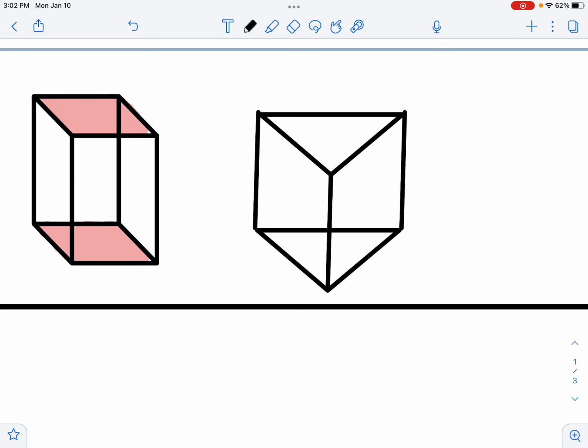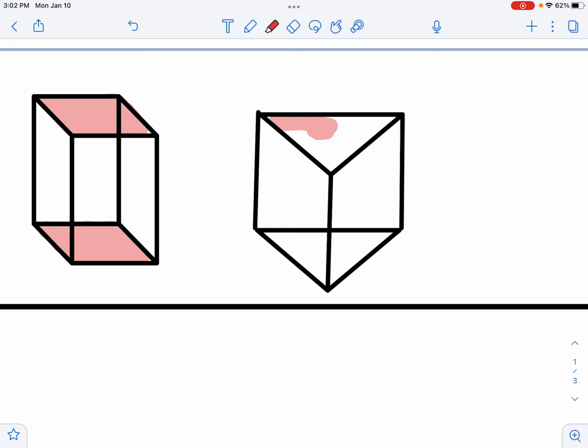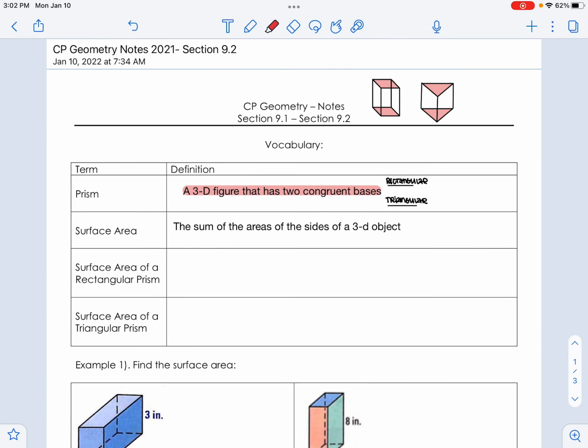So it's really important to note here that for the triangular prism, the triangles are always going to be your base. So this triangle right here is going to be a base, and then the triangle right below it, and those are congruent triangles because we simply copied and pasted it. We didn't change the dimensions of it at all. So those are our two bases. So we have a rectangular prism, and we have a triangular prism.